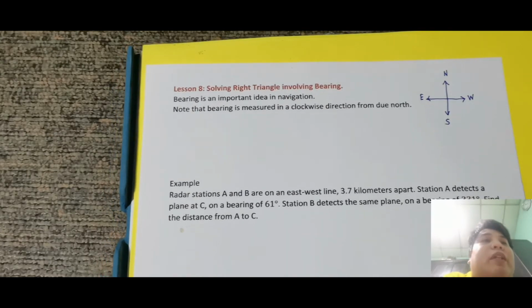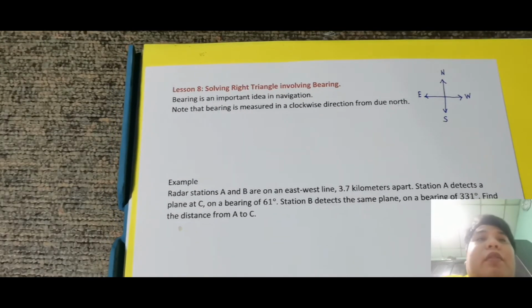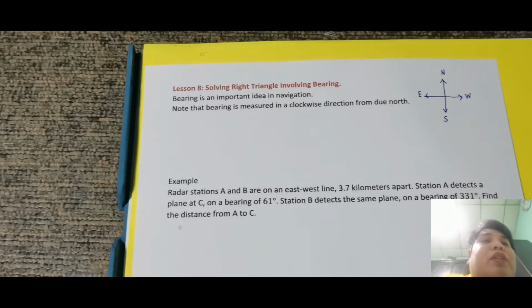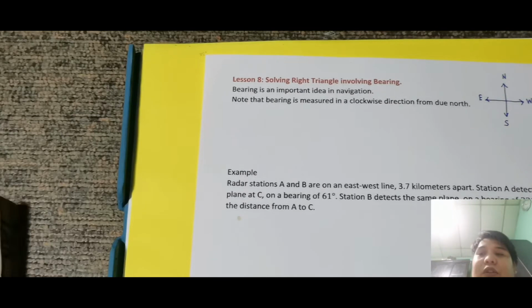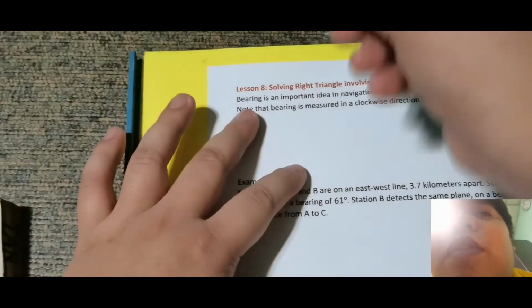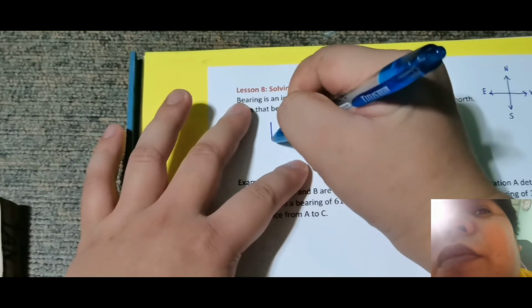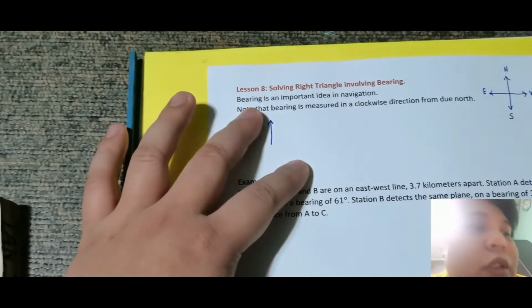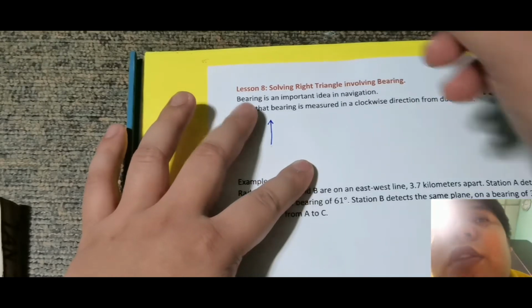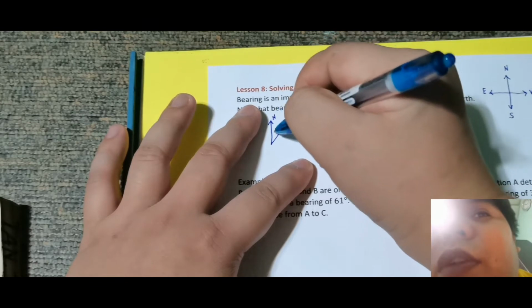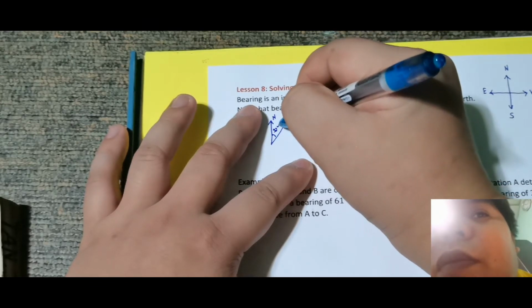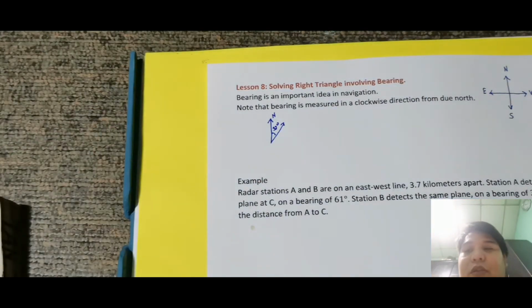Ngayon, note that bearing is measured in a clockwise direction from due north. So usual talaga, mini-measure siya doon sa due north, clockwise direction. Kunyari ito yung ating north, tapos gumawa ako ng direction, hanggang dito. Ito yung angle, kunyari 32 degrees. So ganyan siya usually. Sa north nag-i-start yung kanyang pag-measure, tapos clockwise direction tayo lagi.